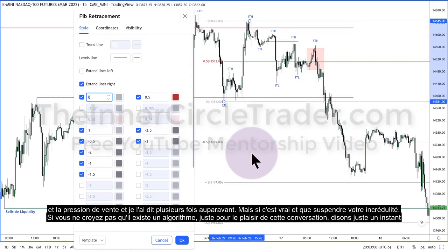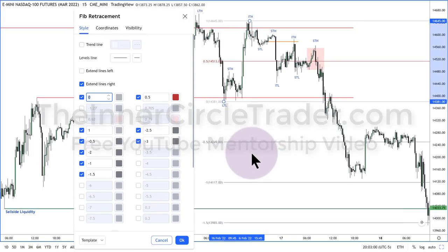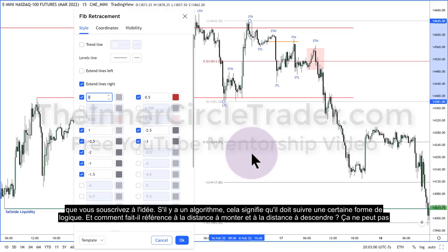It's not your buying and selling pressure. And I've said this many times before, but if that is true, and let's suspend your disbelief if you don't believe there's an algorithm, just for the sake of this conversation, let's just say for a moment that you do subscribe to the idea. If there's an algorithm, that means it must follow some form of logic. And how does it reference how far to go up and how far to go down?